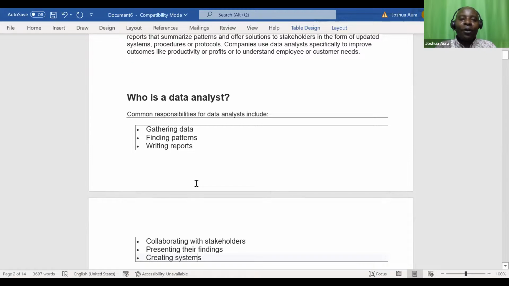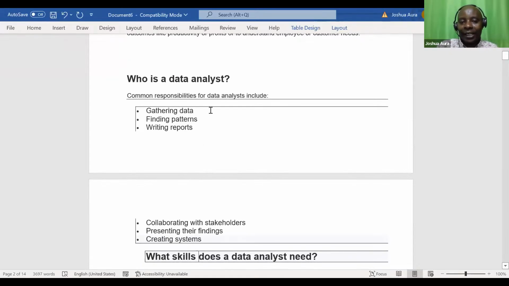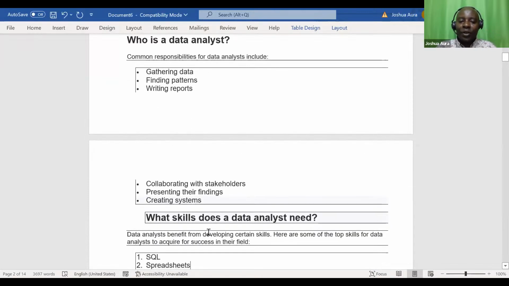Now, common responsibilities for a data analyst would include gathering data, finding patterns in this data, writing reports, collaborating with stakeholders. A data analyst will be able to go ahead and tell these stakeholders that should we implement this system, this is what is going to happen. If it's employees, your jobs will be affected. If it is a shareholder, this is how your profitability will be, presenting their findings, creating systems.